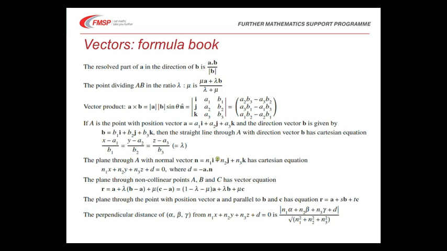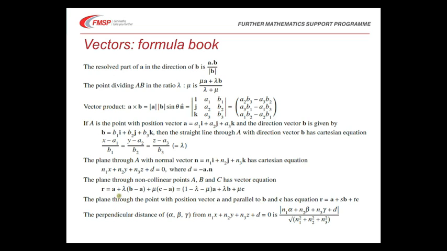What is given in the formula book, I'll not go through all this now, but I strongly advise you, make sure you've got a copy of the formula book, have a look what's in there. Lots of things that you need to know, including things like the plane through the point with position vector A and parallel to B and C has this equation, perpendicular distance of a point from a plane is given here. These are things that you should know how to do, but make sure you know where these equations are in the formula book and how to find them.